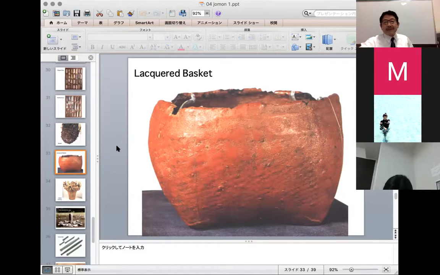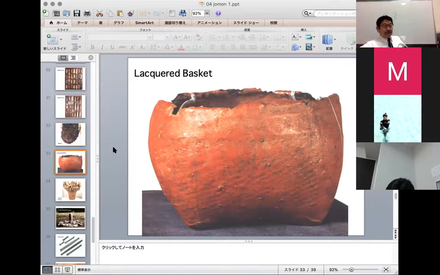This is a basket, a woven basket painted with lacquer, red lacquer. Lacquer is a resin of the wood, and doesn't have color. But they mix ochre. Ochre is iron oxide. You heat it to make it a more red color, and mill it into powder and mix it with the lacquer, then you get the red lacquer.